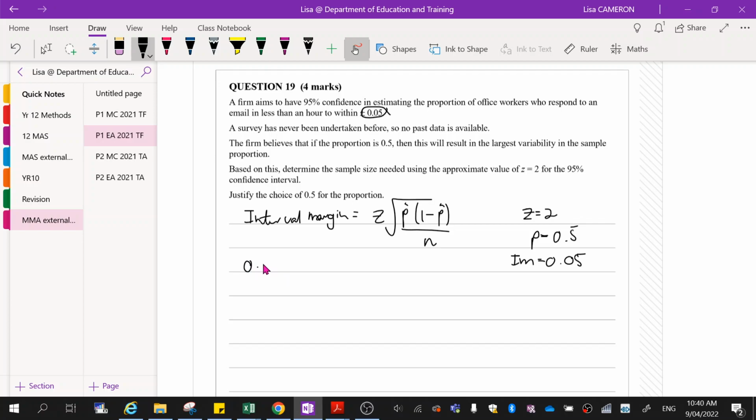Okay, so I'm just going to substitute my values in, and then I'm going to solve for n. So that will tell us how many people we need in the sample. So 0.5, 1 minus 0.5, all over n. This is going to require us to do some fancy maths. So the first thing I'm going to do is convert this number into a fraction. I'm going to work out what it should have been multiplied by, so 5 over 100 would give me that number.